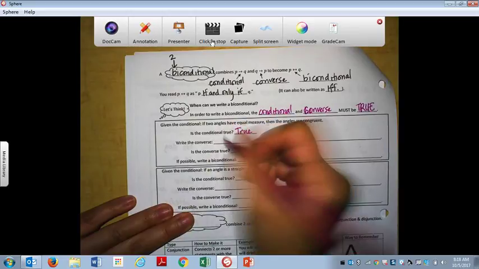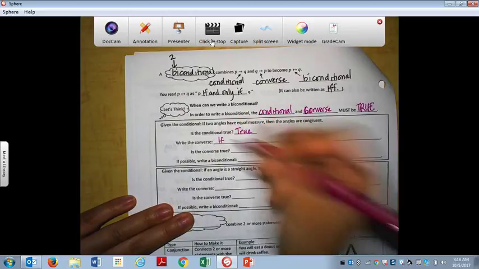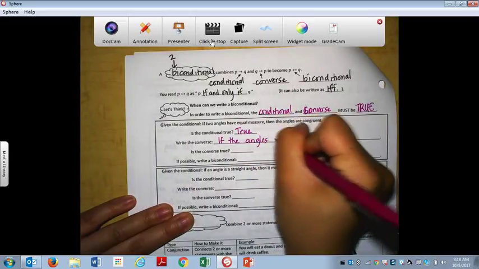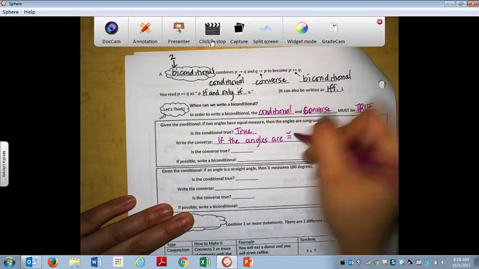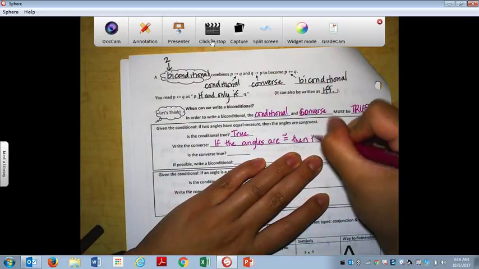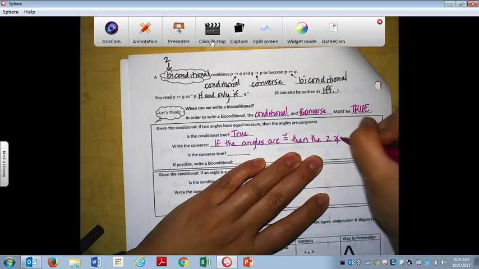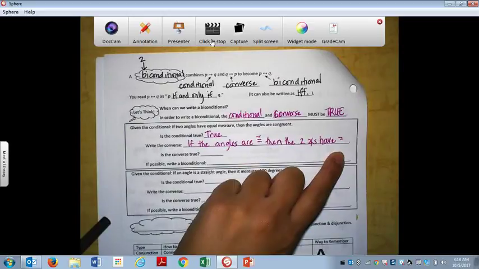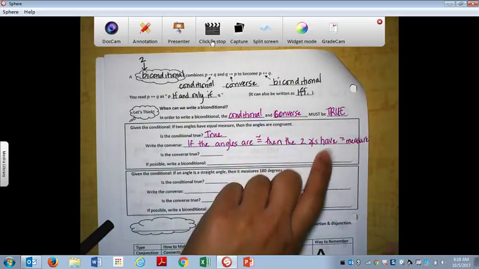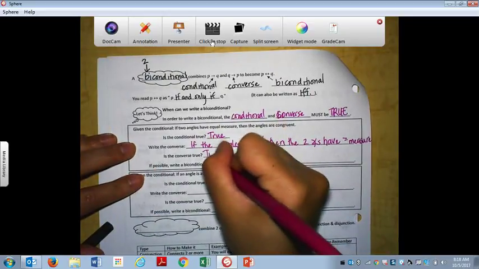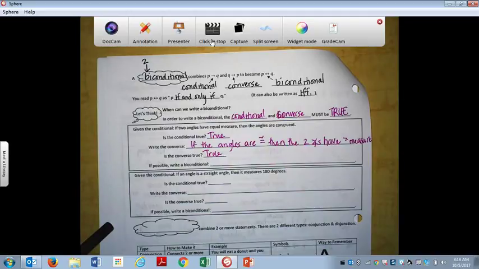So now we're going to write: if the angles are congruent, then the two angles have equal measure. Okay? All right, is the converse true? Yes, it is. So now you can write the biconditional.